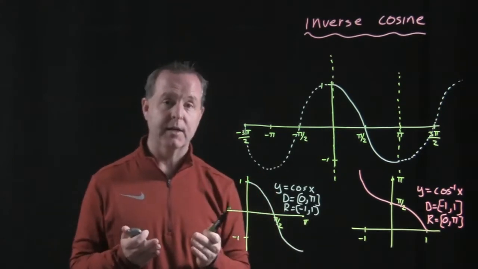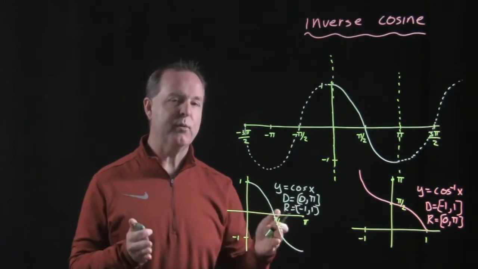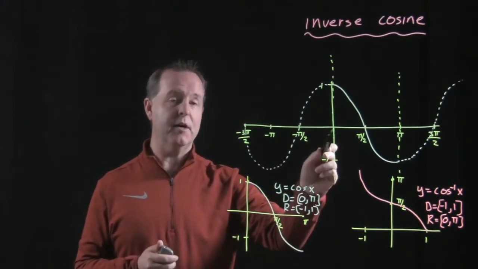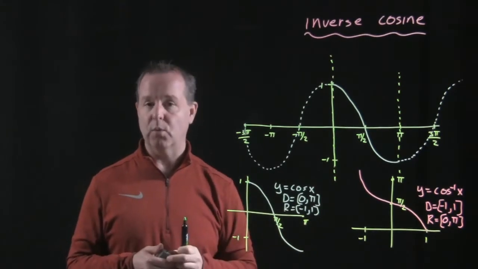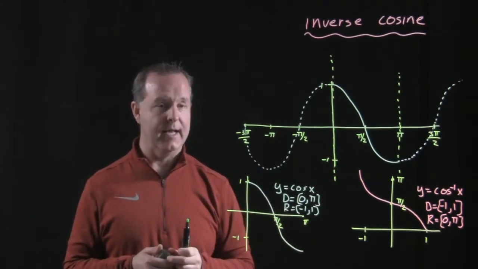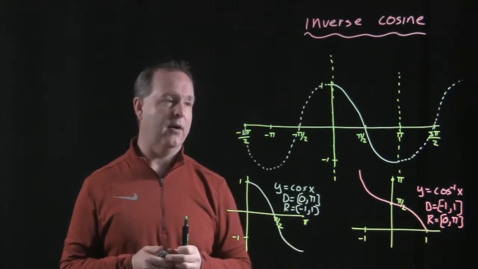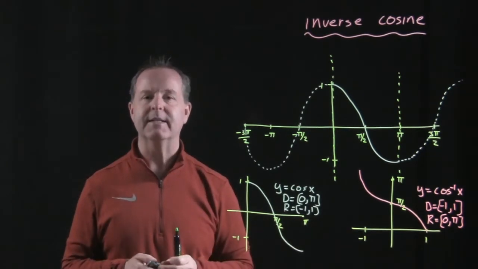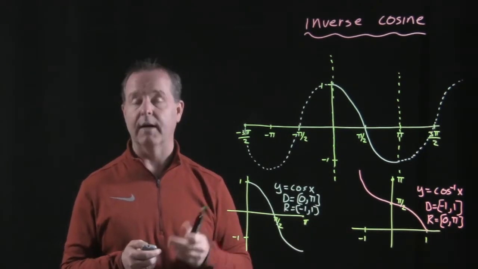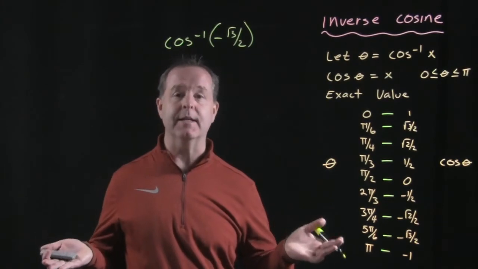So because of that, we can look at some inverse cosine ideas if we restrict the domain of the cosine function from 0 to pi. That way, it will be one-to-one. It'll pass the horizontal line test, and then we can interchange all the variables to look at its inverse. So let's look at a couple of ideas for how we can find some exact values of inverse cosine functions.